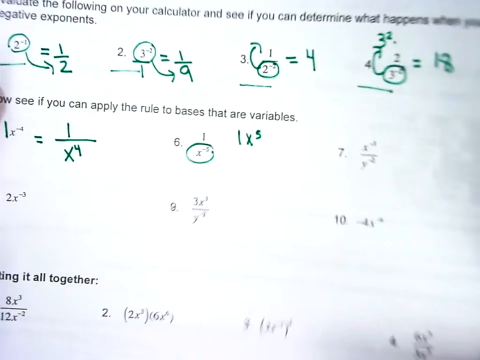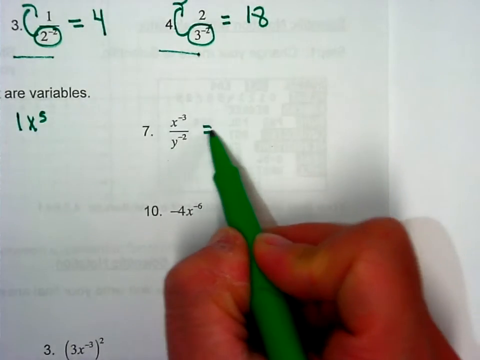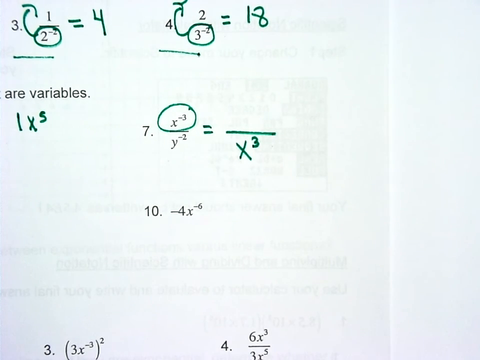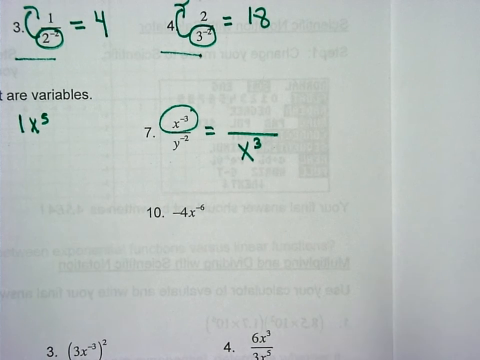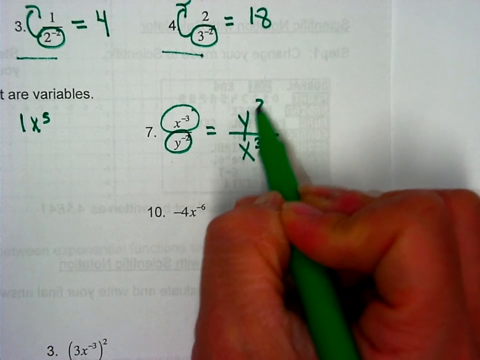Okay, number 7. So this x will end up going to the bottom, and when it flips places, notice you do not have a negative exponent anymore. That exponent becomes positive. This is going to go on the top, and that exponent becomes positive.